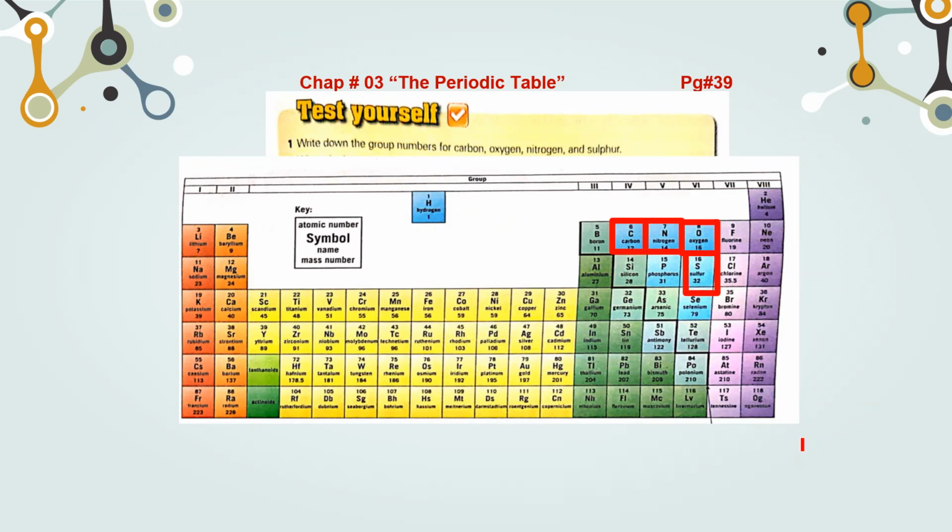Sir, carbon is from group 4. Very nice. Carbon is from group 4. Nitrogen is from group 5. Very nice. Oxygen is from group 6. And sulfur is also from group 6. So you have to write them. Carbon belongs to group 4, oxygen belongs to group 6, nitrogen belongs to group 5, and sulfur belongs to group 6 also. Please do write them.